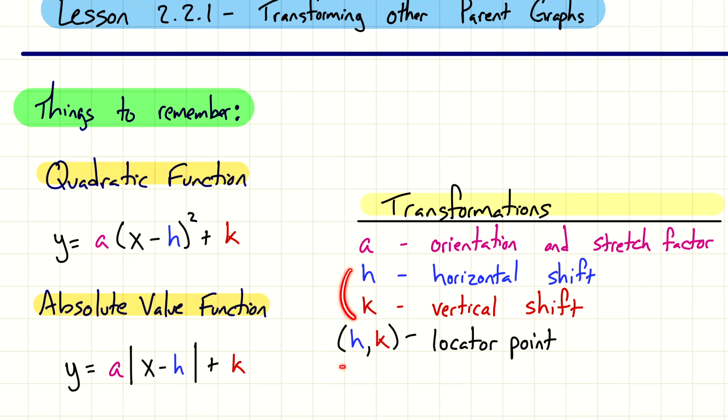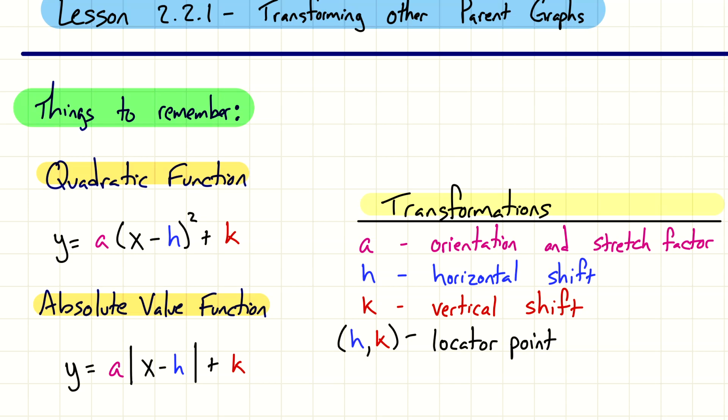Together, your h and k will tell you your locator point, which for both of these functions, we would call your vertex. It's not called vertex for other functions, but it is called a vertex for these two. But in general, we could just call it our locator point.